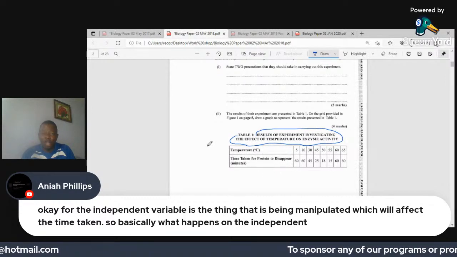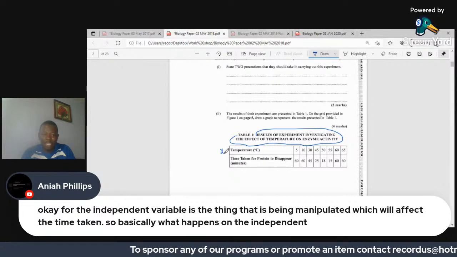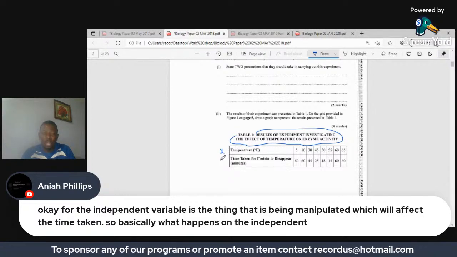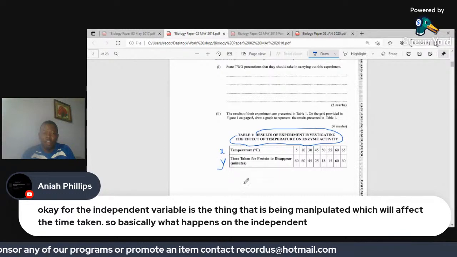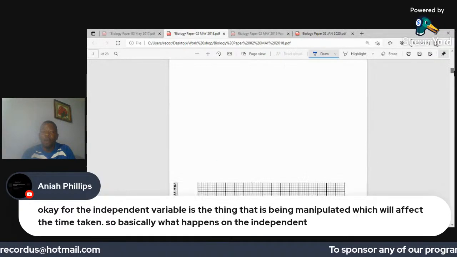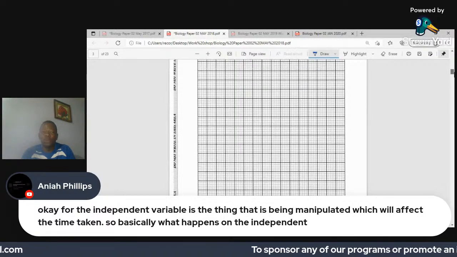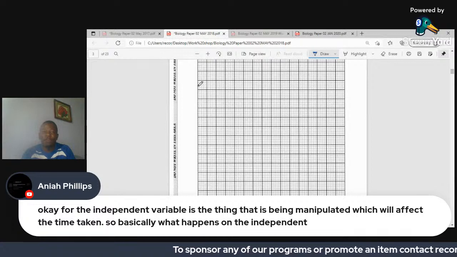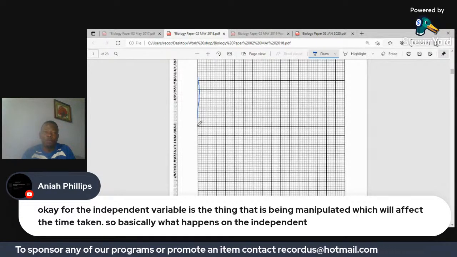The next thing that we want to do, we know that temperature is the independent variable here, so we are going to be having temperature on the x-axis. Great, so those are labeled. So we are going to come on down, and what we want to do is not just to populate the grid here. It would be nice if you use your ruler to pretty much draw the line around.